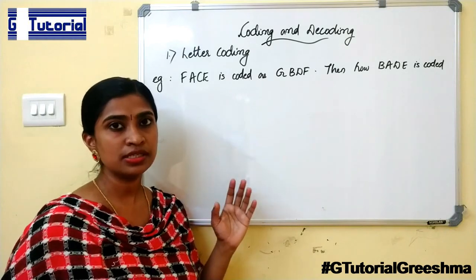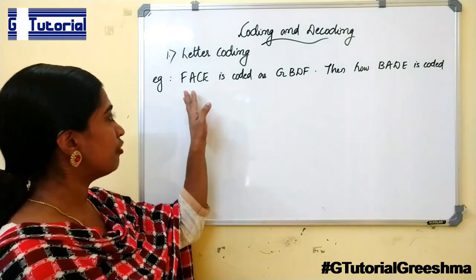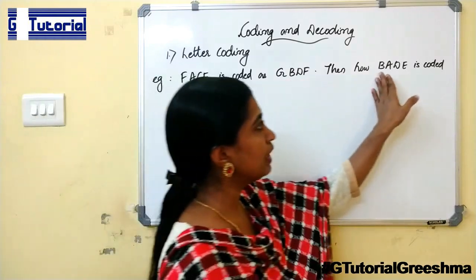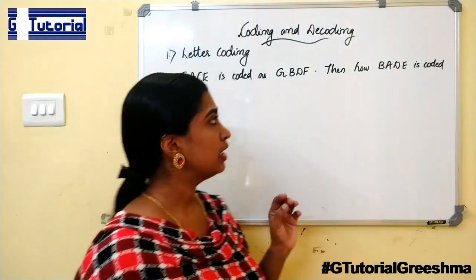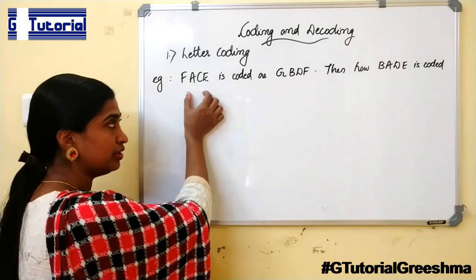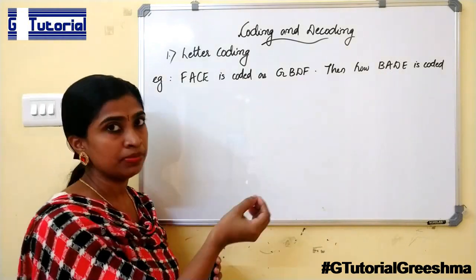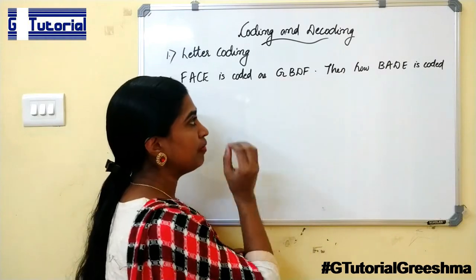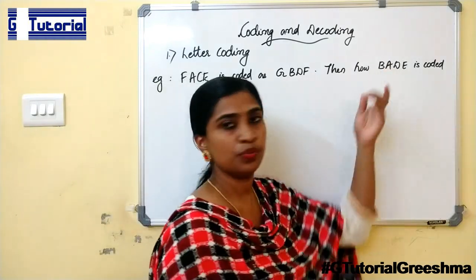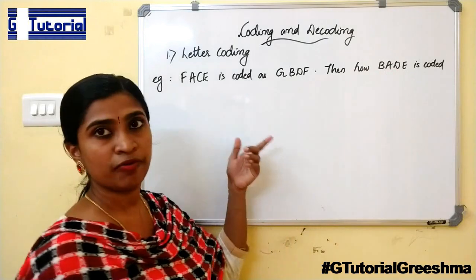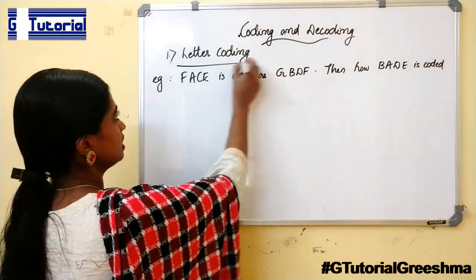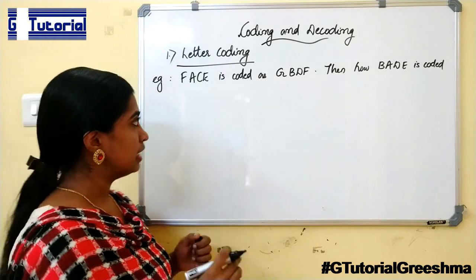That is, the question is like face is coded as GBDF, then how is BAD coded. That is, we will be given a word and according to some rule, it is coded as GBDF. And we will be asked to find the code of another word. This is the type of problem that you will get from the letter coding type of problem. So this is the first model problem.